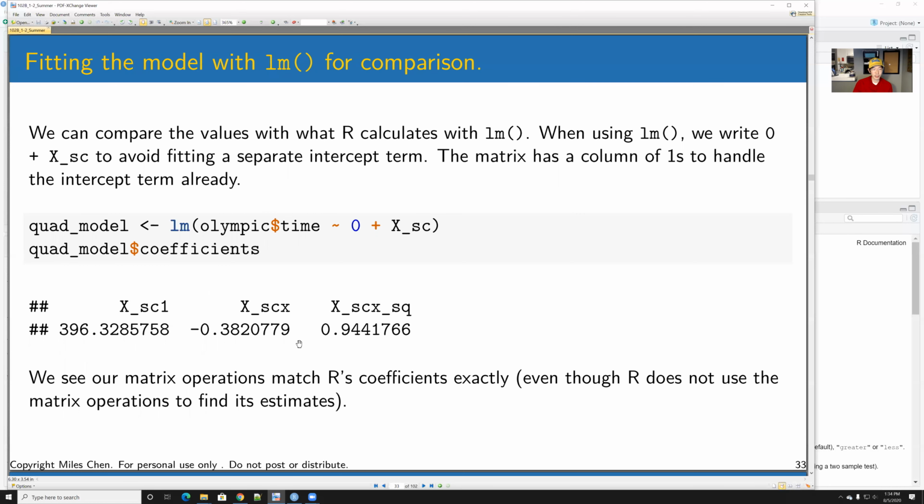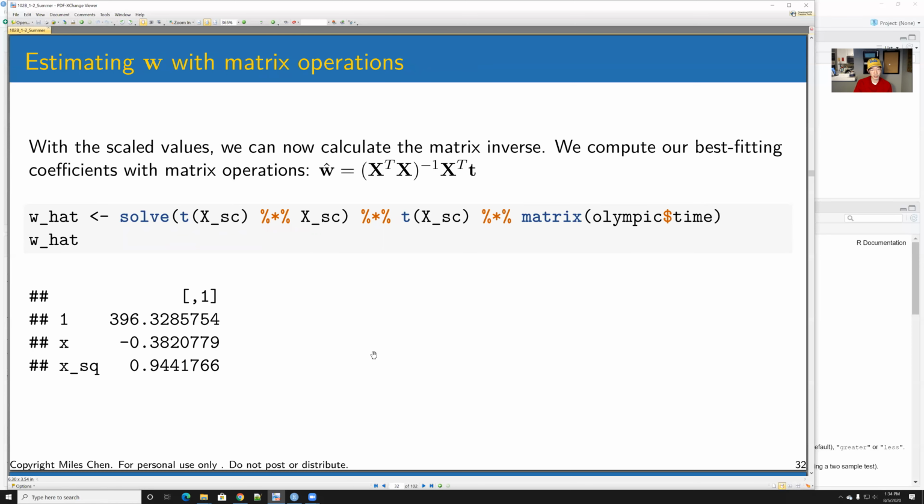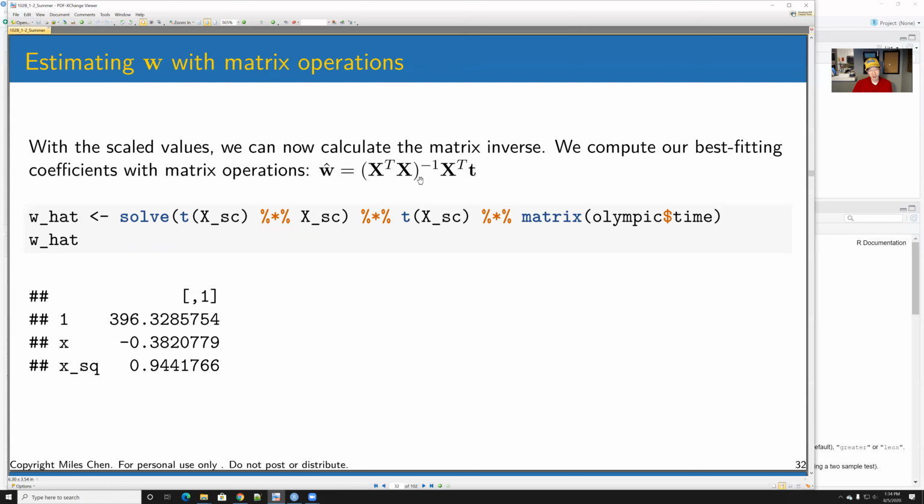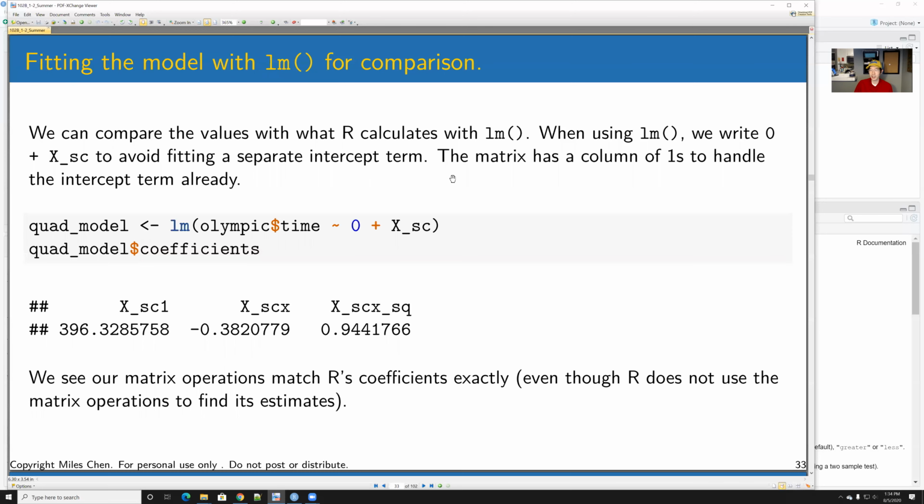And if I were to fit using LM on the values with our X matrix, we get the same values here. When R does LM, it's not actually doing this matrix operation stuff. Mathematically, we can get W hats by doing X transpose X inverse, X transpose T, but when R fits values, it actually does something different. I'm not 100% sure what it does, but it's not doing matrix inverses.